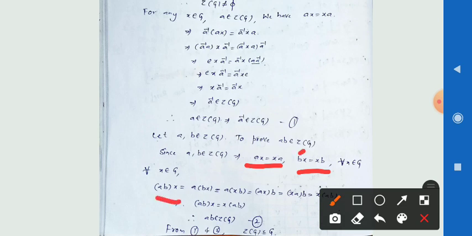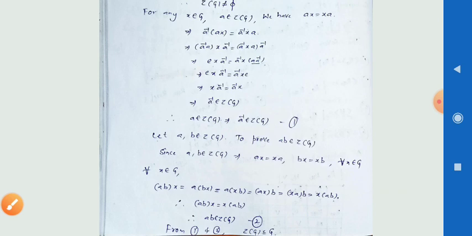Here BX is equal to XB. Substituting here BX is equal to XB, A into XB, that is equal to AX into B, that is equal to X into A into B, that is equal to X into AB. Here AB into X, we got X into AB. Therefore we conclude that AB belongs to ZG.